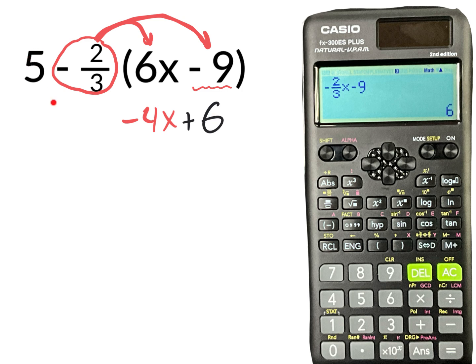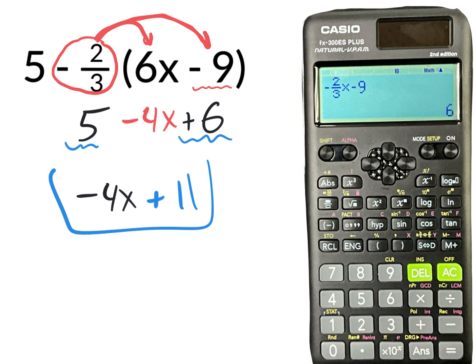What about this 5? We're just going to bring it down. And now out of these 3 terms, 1, 2, 3, I want to combine the x's with the x's. Oh, I got a -4x here. Hey, there's no other x's. Okay, so that means that that's the first part of my answer, -4x. And then I want to combine the numbers with the numbers, the 5 with the 6, 11, right? Plus 11. And there's your answer.